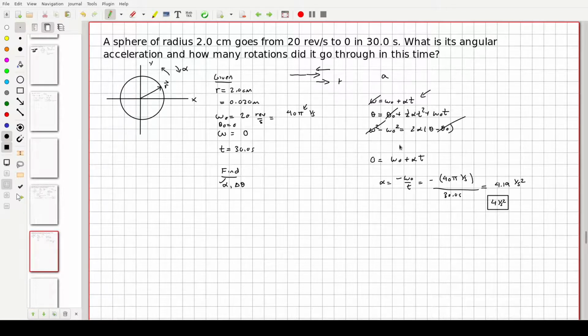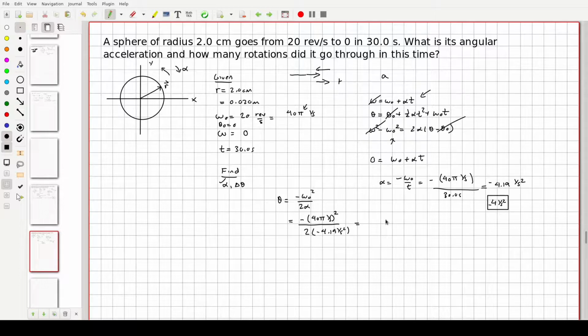Next, we have delta theta. I wanted to use this to get that. And if I solve for theta there, since our initial theta is 0, I get minus omega naught squared divided by 2 times alpha, which would be minus 40 pi radians per second, squared, divided by 2 times alpha. Alpha would be, oh, there's a minus sign here, minus 4.19 radians per second squared. As you can see, the radians per second squared cancel each other out, and you get something that's unitless, which is what you expect here.